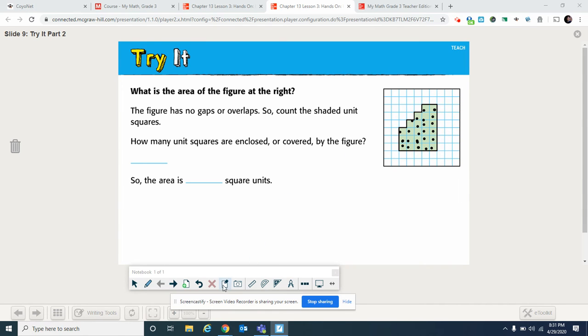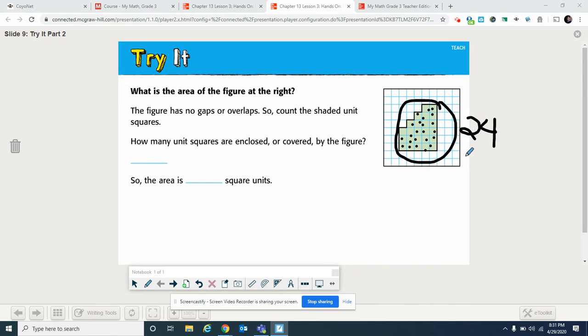All right, so let's count again. 1, 2, 3, 4, 5, 6, 7, 8, 9, 10, 11, 12, 13, 14, 15, 16, 17, 18, 19, 20, 21, 22, 23, and 24. So as we count all the squares, the total squares in this figure that are enclosed is 24. So that is our answer.